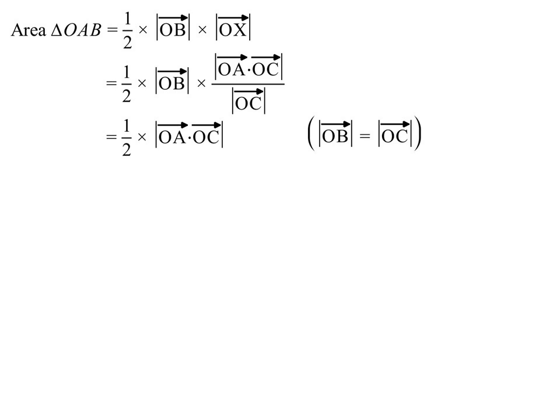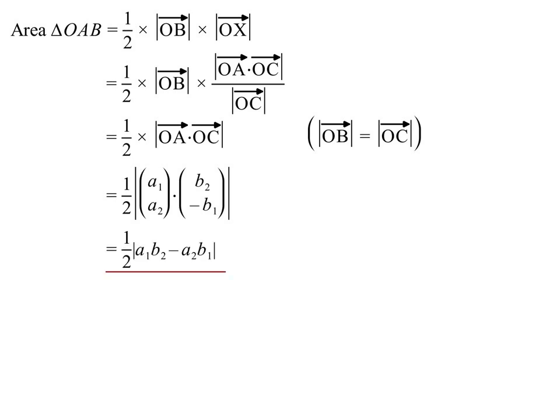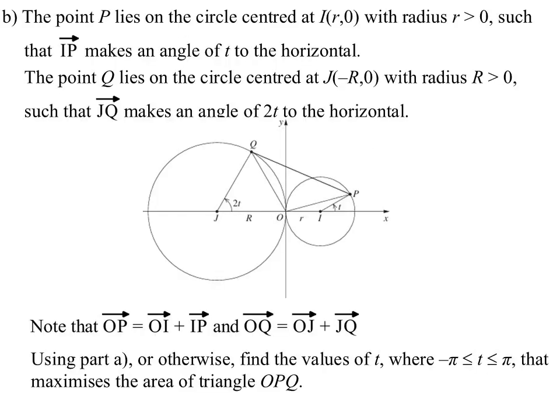So all I now need is the magnitude of the dot product OA/OC. Well, we know the vectors for those. OA, they told me was A1, A2. OC, the one we created, B2 minus B1. Let's do the dot product of that, and we get half of A1 B2 minus A2 B1. All right, but there was a part B to this. That was just part A. So you can get that nice little formula which you're going to use in this part here.